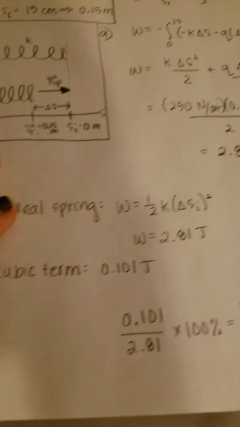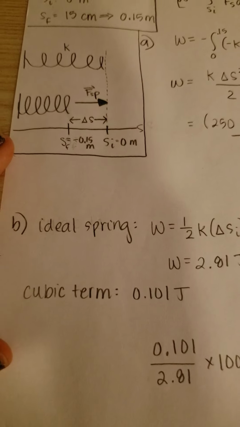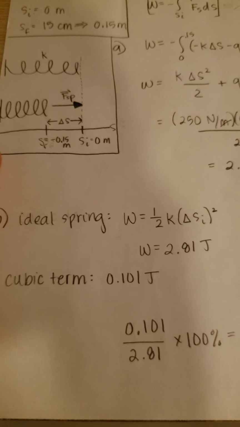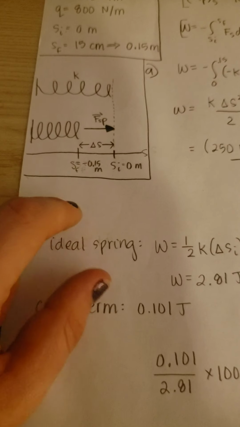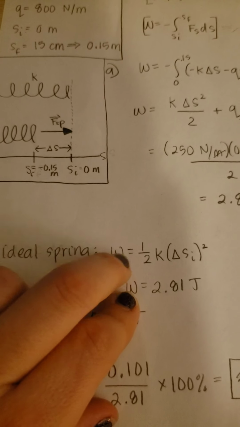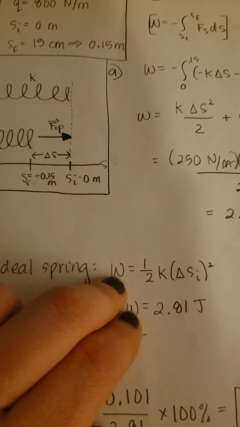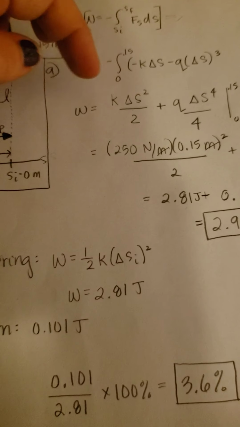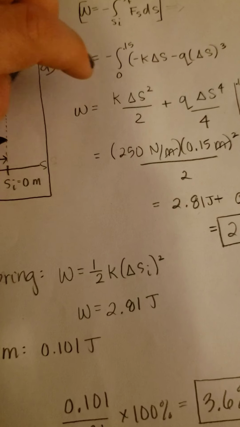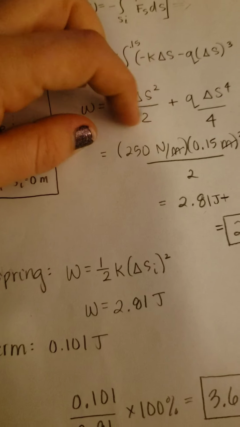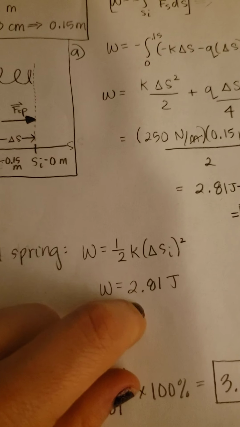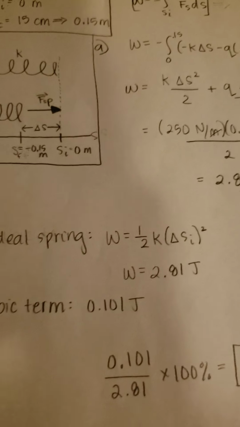2.91 joules. Okay, so for part B, they want to know what percent the cubic term has increased the work over what would be needed to compress the ideal spring. So what is the ideal spring? Hooke's law says that for the ideal spring, we would use this equation here for the work done by an ideal spring. And if you notice, the 1/2 k times change in position squared is actually the same equation that we used right here. So we can just plug in that number there. We know that's the work that would be done by an ideal spring.